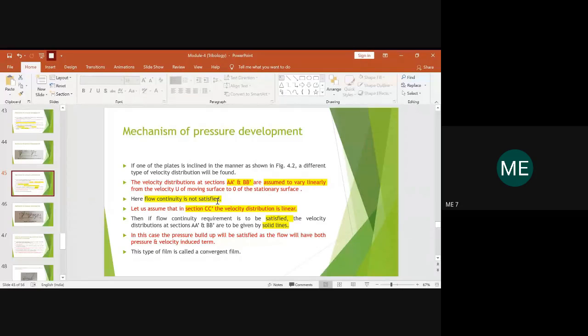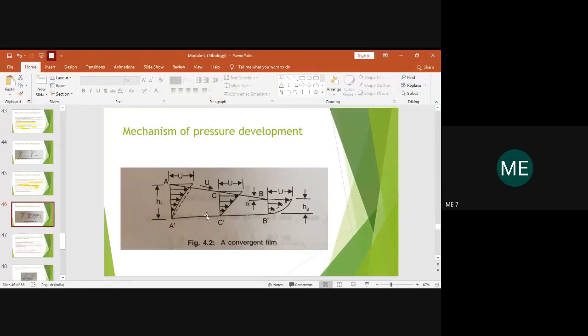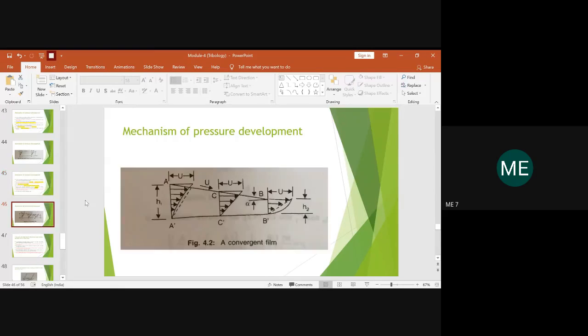Whenever the surfaces are parallel, you won't have any problem. But when you have one inclined surface with respect to the moving one, you should be very careful to see that the flow continuity is always satisfied, irrespective of the angle of inclination of the moving surface. So this has to be very clear. Any doubts? Is it clear?